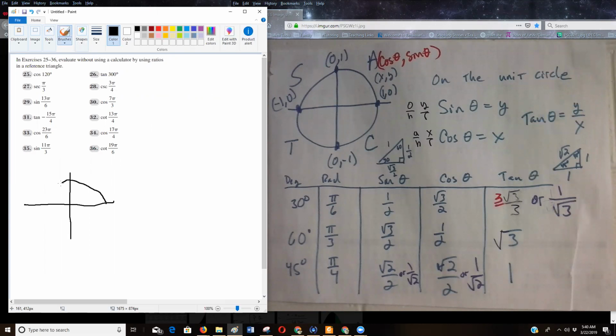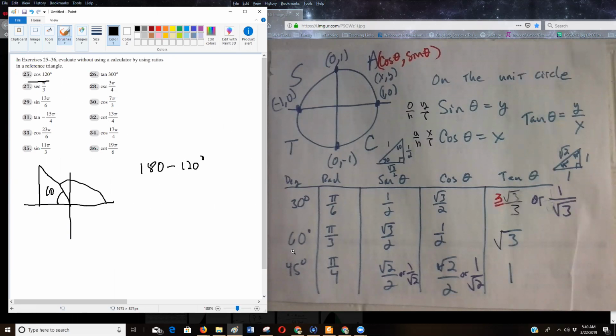For number 25, I'm seeing an angle of 120 degrees. I know the reference angle is right there. Because it's over in quadrant 2, I'm going to take that angle away from 180, and that leaves me a 60-degree reference angle. Now they're asking me to find the cosine of 120 degrees. So I see that my reference angle is 60.